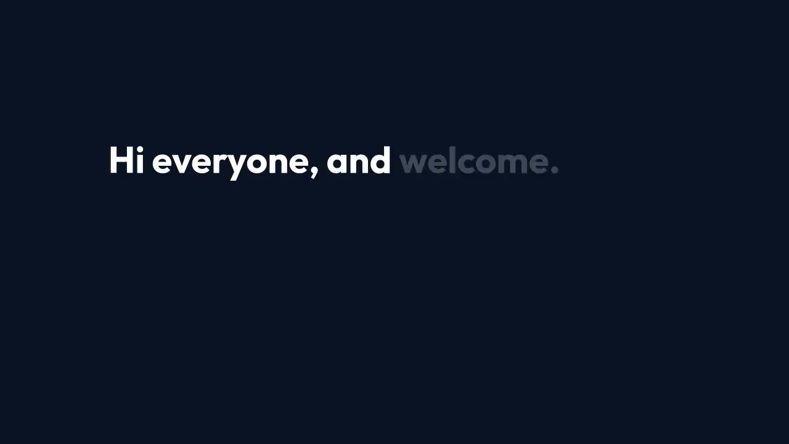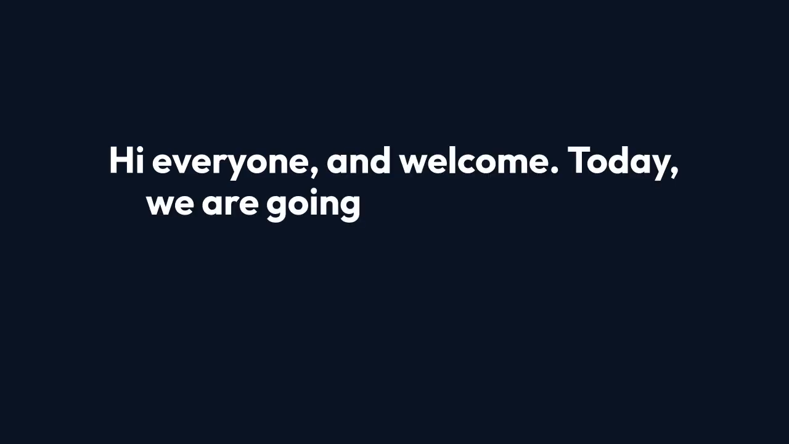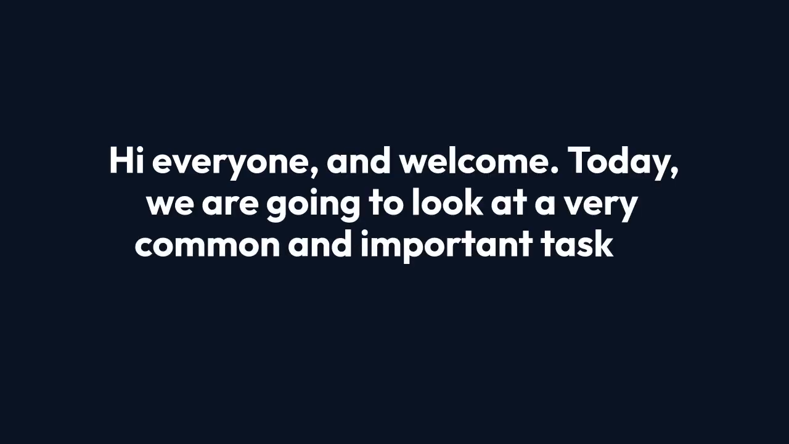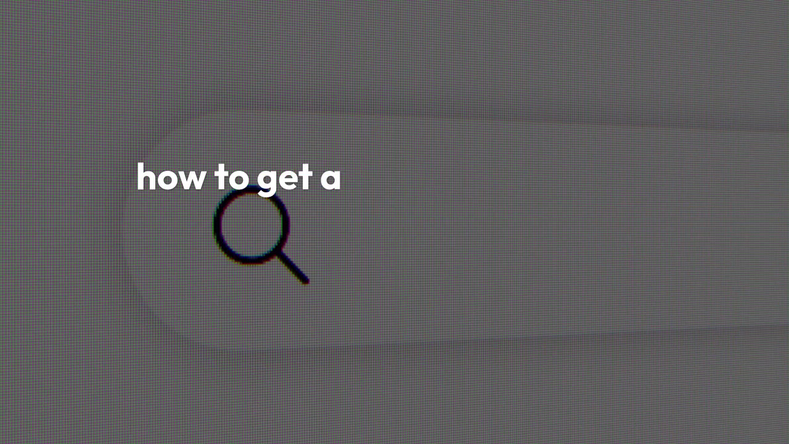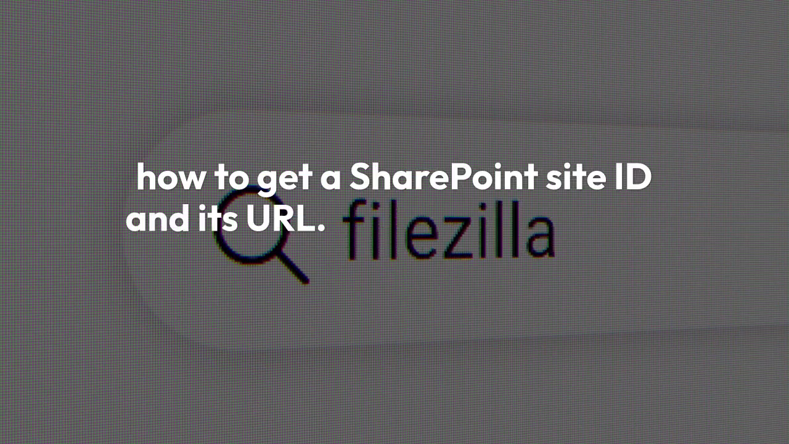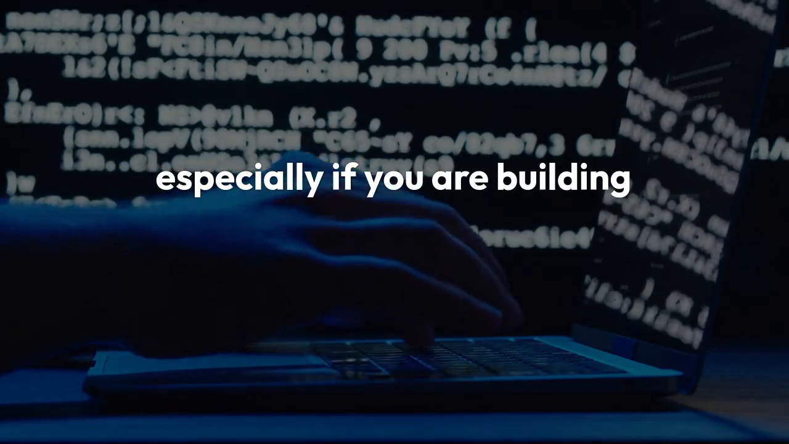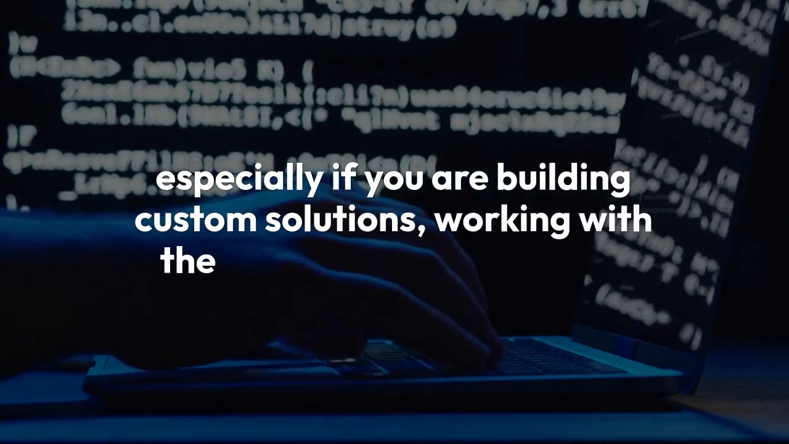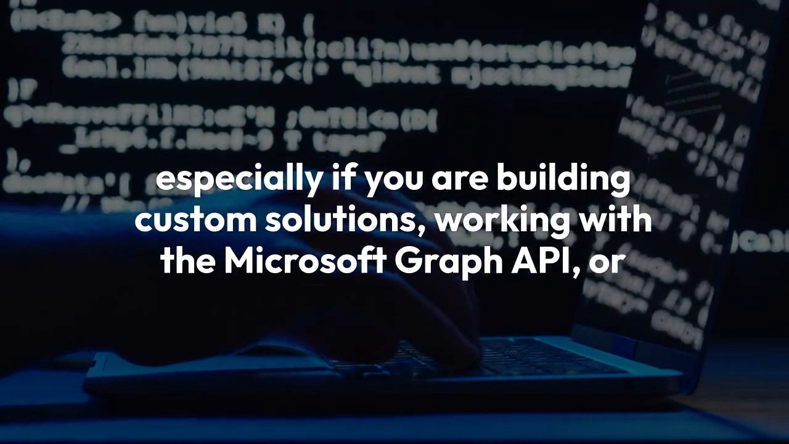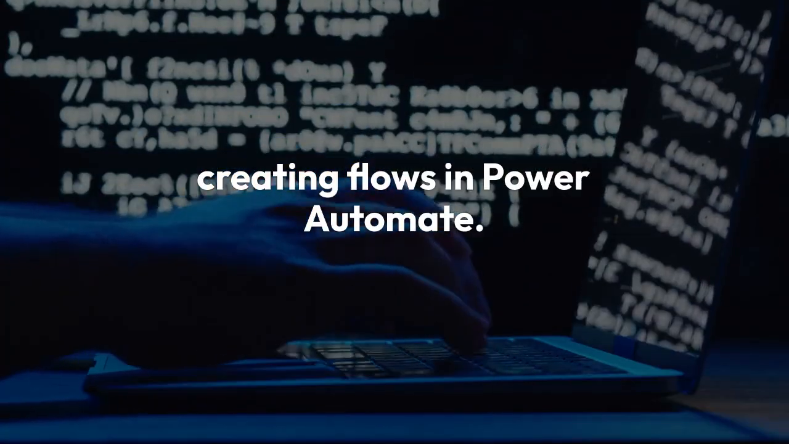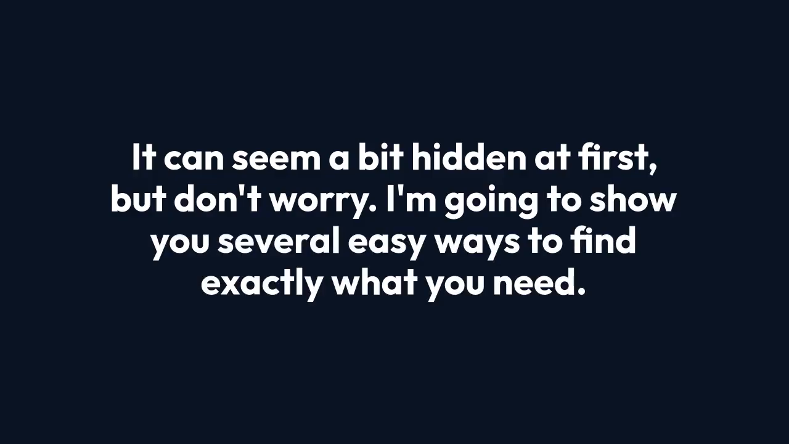Hi everyone, and welcome. Today, we are going to look at a very common and important task in the SharePoint world, how to get a SharePoint site ID and its URL. You might need this information for many reasons, especially if you are building custom solutions, working with the Microsoft Graph API, or creating flows in Power Automate. It can seem a bit hidden at first, but don't worry, I'm going to show you several easy ways to find exactly what you need.